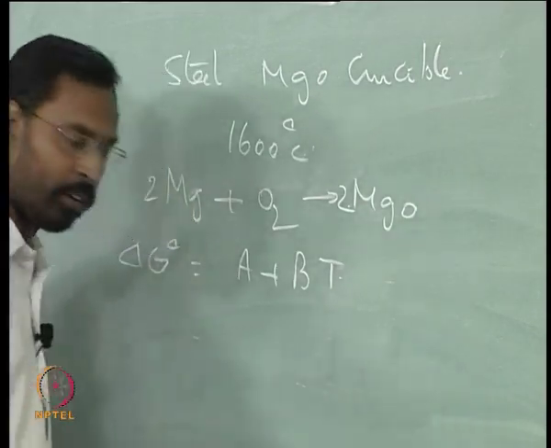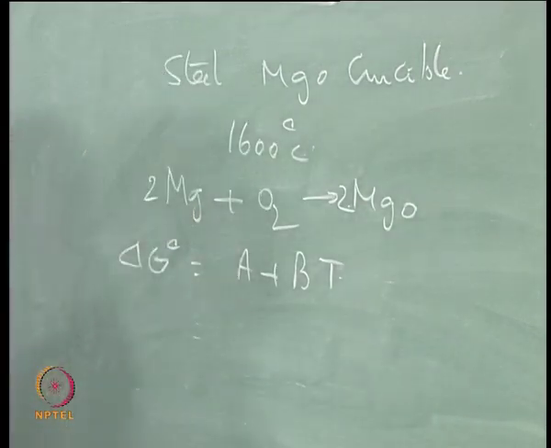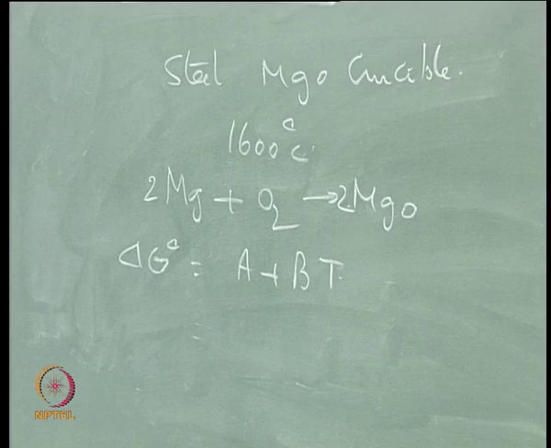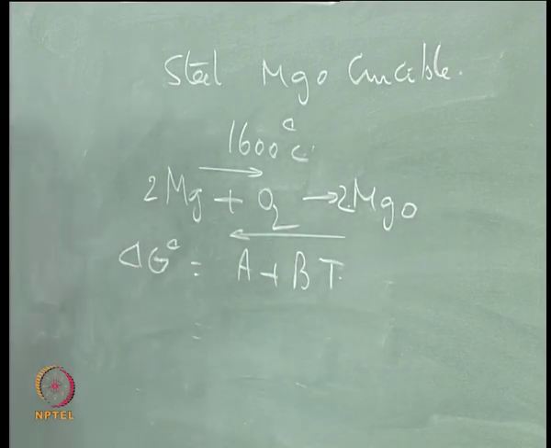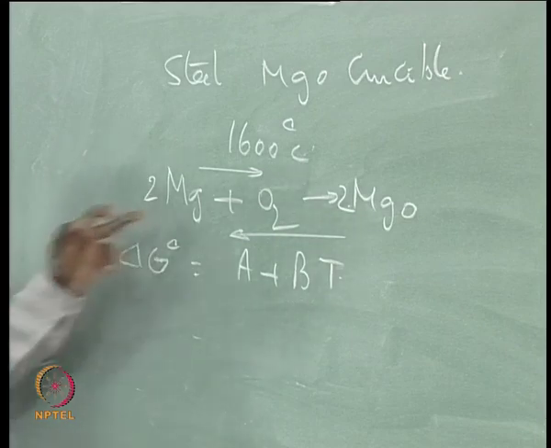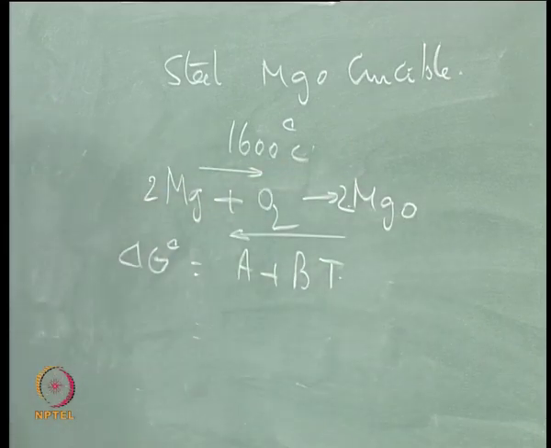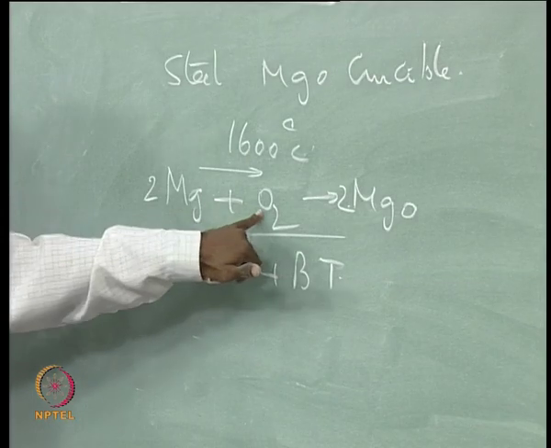The question is, if this magnesia crucible is at that temperature, will it dissociate? That is what we are interested in. At any temperature, whether the reaction will go in this direction or in this direction, we do not know. What does it depend on? Whether the reaction will go in this direction or in this direction depends on what is called the partial pressure of oxygen.